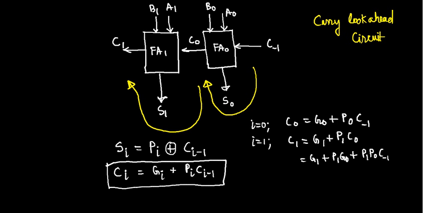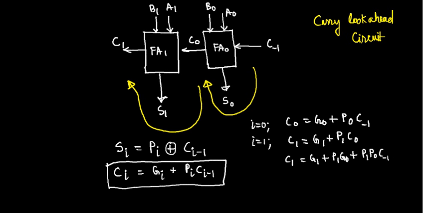See, we are no more dependent on C0. Here, C1 is no more dependent on C0. It is directly dependent on C minus 1, isn't it? That means we are looking ahead of this carry. I mean, this delay is saved.